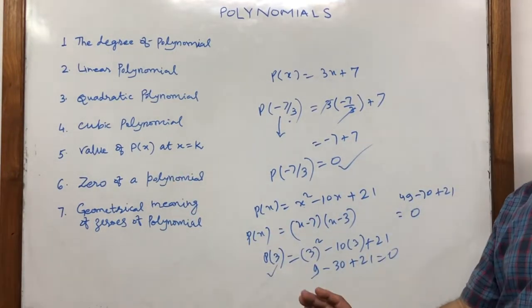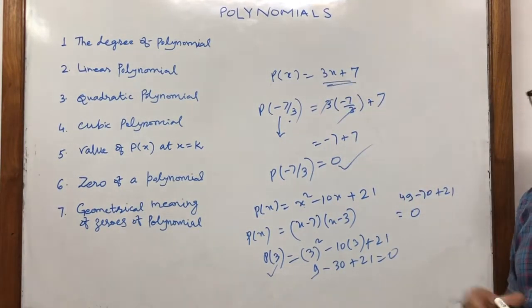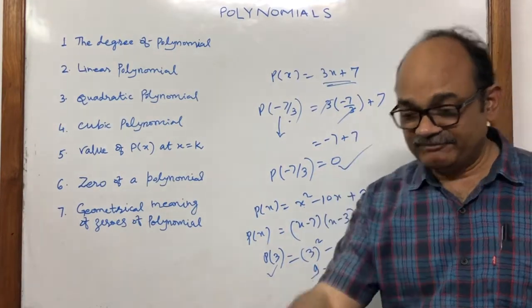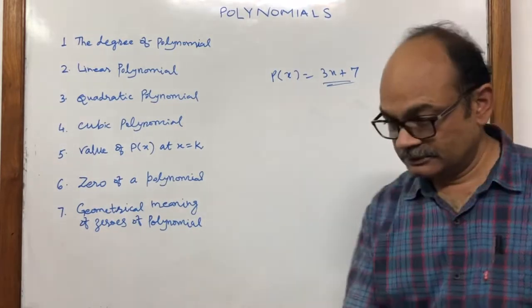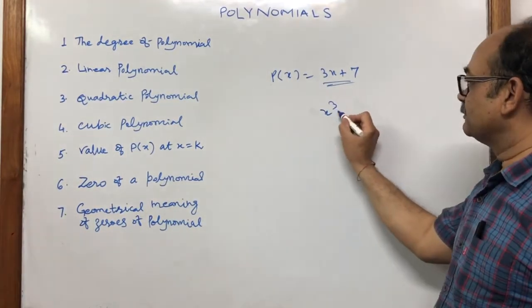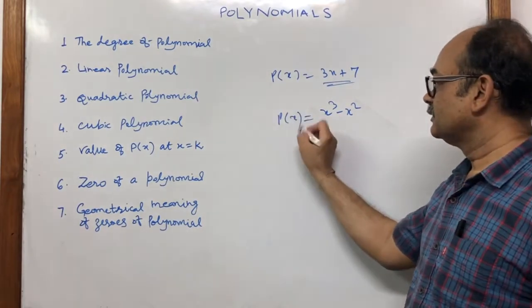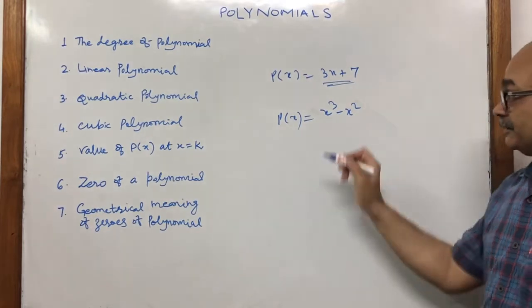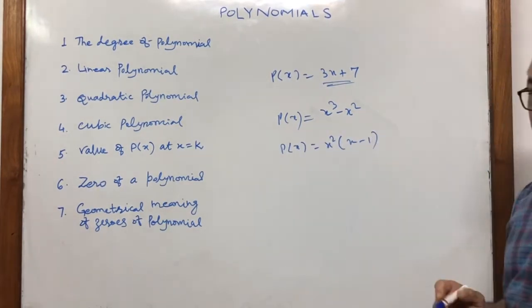At most 2. By the way, 3x plus 7: how many zeros of the polynomial at most? 1. If it is cubic, we'll make it cubic: x cube minus x square. How many zeros at most? 3. Say, how do we get them? x square common. You know the factorization very well.